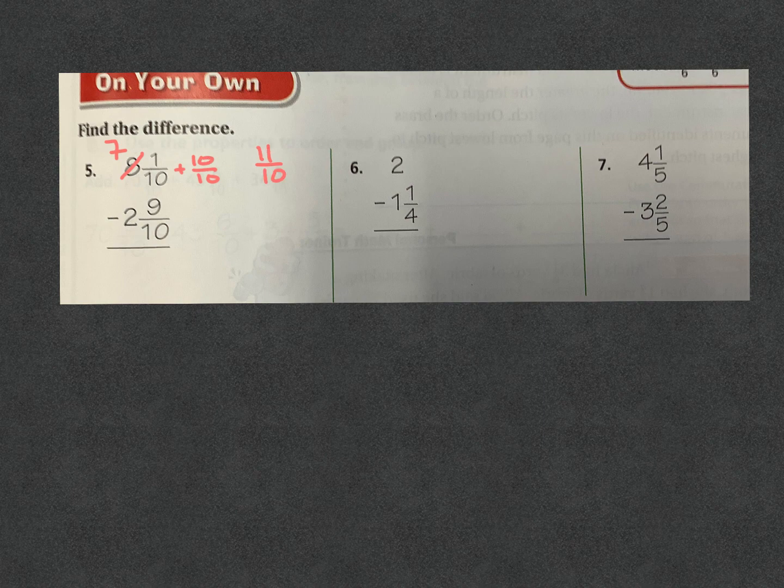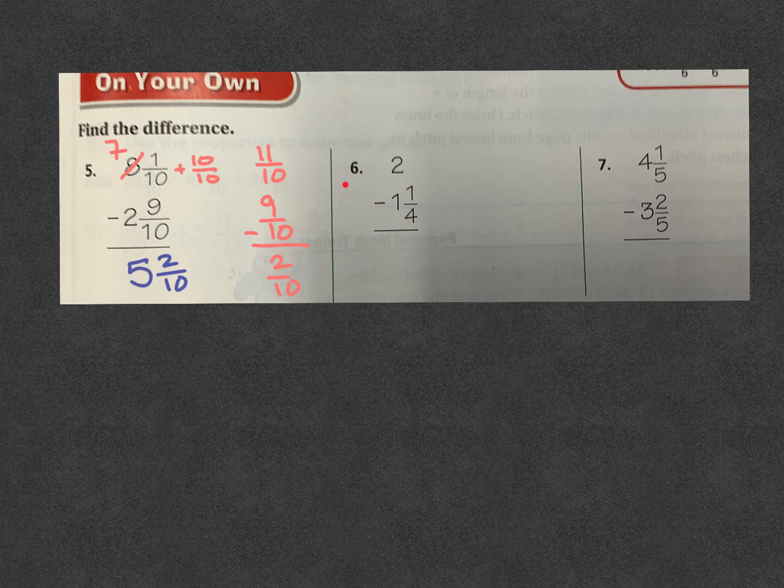And then I can take the 9/10 away from that. Now I can do it, right? 11 minus 9 is 2. So I end up getting 2/10. And then I just take the rest of the uncut pizzas. 7 minus 2 is 5.